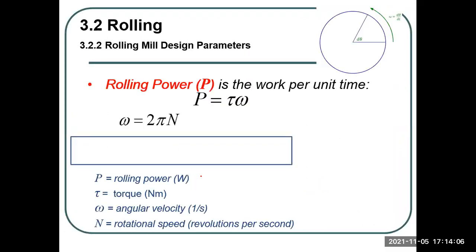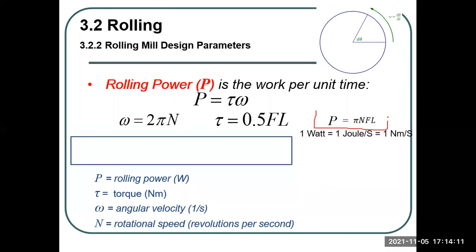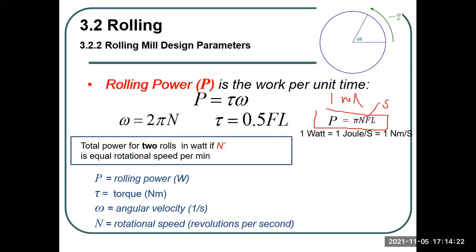So this is power. Remember that this equation only applies to one roll, and this N is per second. But in most real cases we have two rolls, and we also need to change N to N prime. N prime is RPM, which is per minute, and because everything has to be in watts, you have to divide it by 60. So this is the one for the real applications.